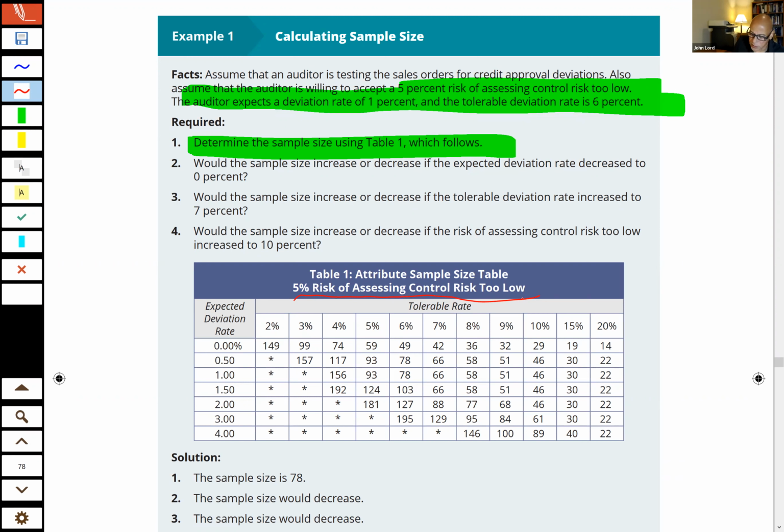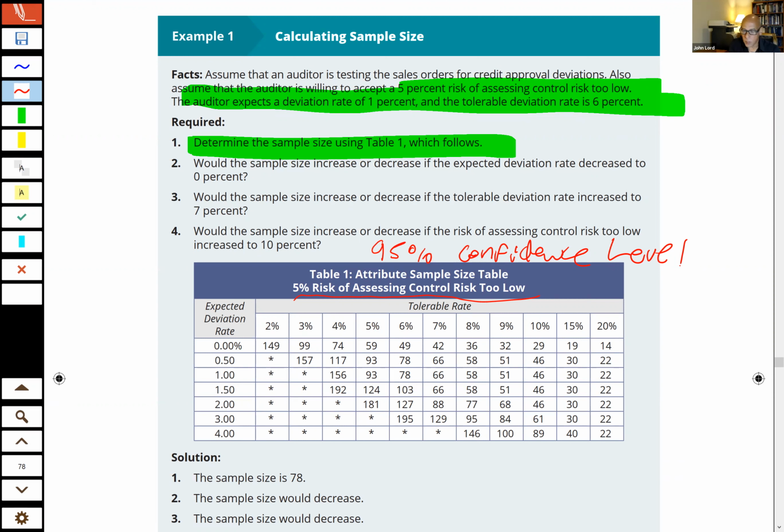okay? They do it based on the tables, based on the assessment. This means that we are at the 95% confidence level. That means the auditor will be 95% confident in the determinations that they make from the use of this table. That means that there's what? A 5% chance that we could make the mistake of assessing control risk too low.